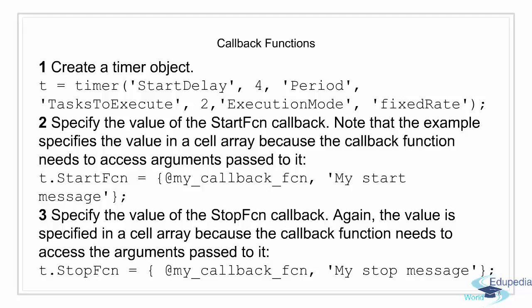Third is where you will assign a value to the stop function callback. Again, in this case too, the value and its appropriate argument is passed in a cell array, as the callback function needs to access the arguments passed to it. Here in the example shown, I have used the stop function using a dot notation operation, t.stop function, and assigned it a value in a cell array that contains the handle to the callback function and the argument that has to be passed to it.